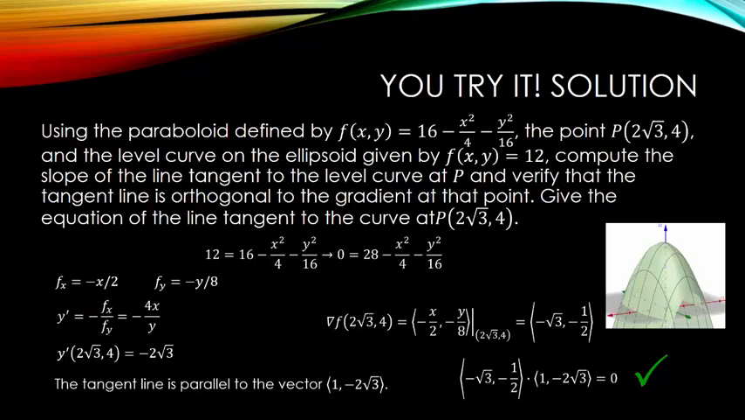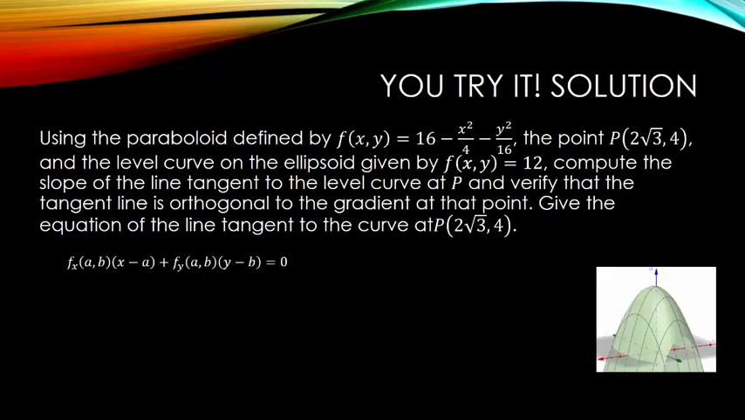Now I want to find the equation for my line tangent to the curve at the point P. I'm going to use fx(a,b) times the quantity (x - a) plus fy(a,b) times the quantity (y - b), and that's set equal to 0. I'm going to plug in 2√3 for a and 4 for b. I get -√3 times the quantity (x - 2√3) plus -1/2 times the quantity (y - 4) is equal to 0. This simplifies to the equation y = 2√3 x - 16.